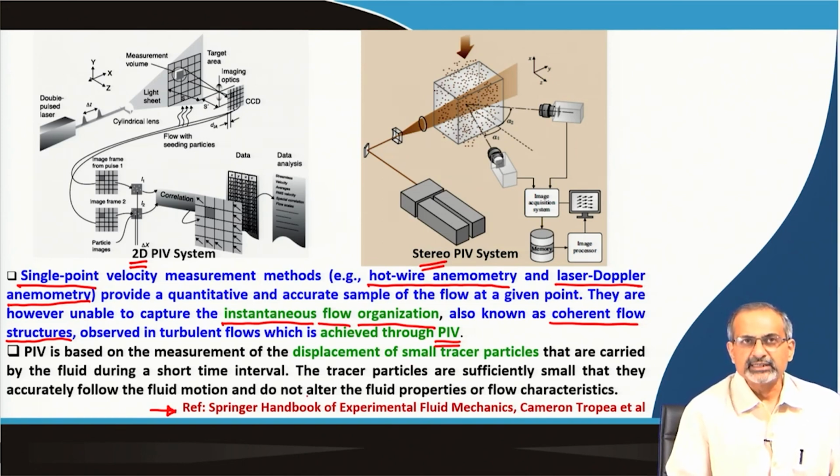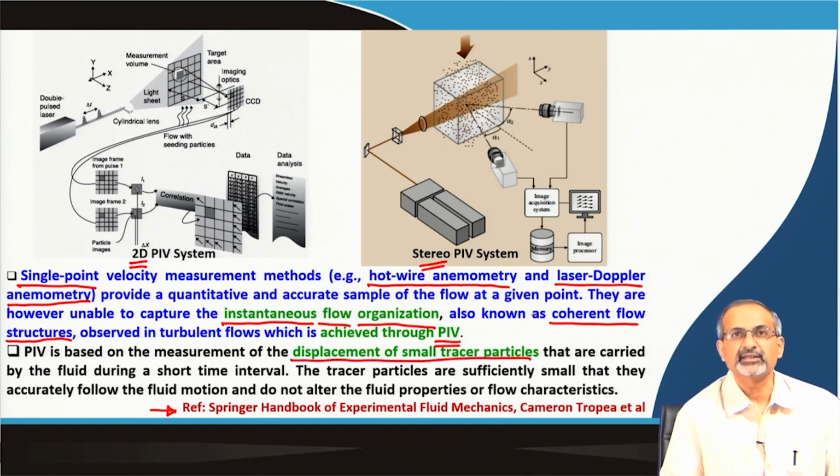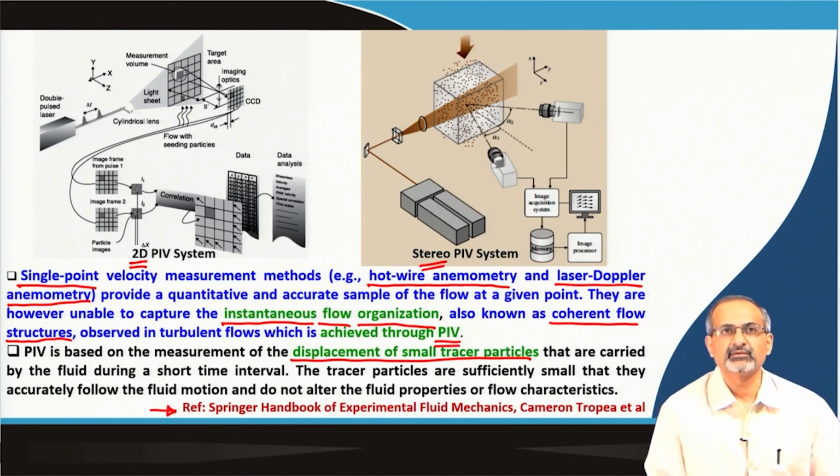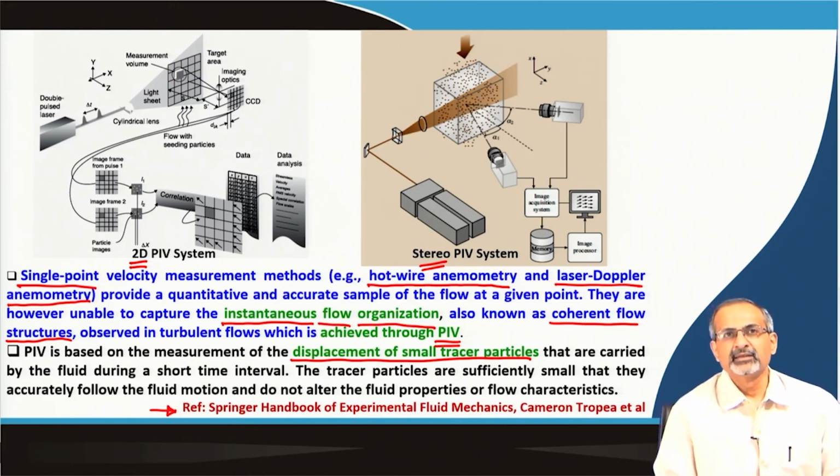PIV, as we mentioned already, is based on the measurement of displacement of small tracer particles which are carried by the fluid, and we look at the flow field over short time intervals as the flow field gets illuminated using laser based optics, and the tracer particles are sufficiently small that they accurately follow the fluid motion. They do not alter the fluid properties or the flow characteristics. They are just out there to help us acquire information about the flow velocity.